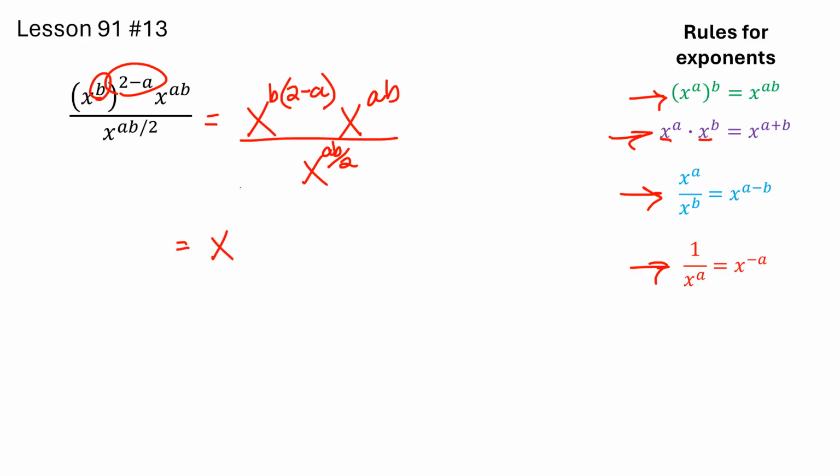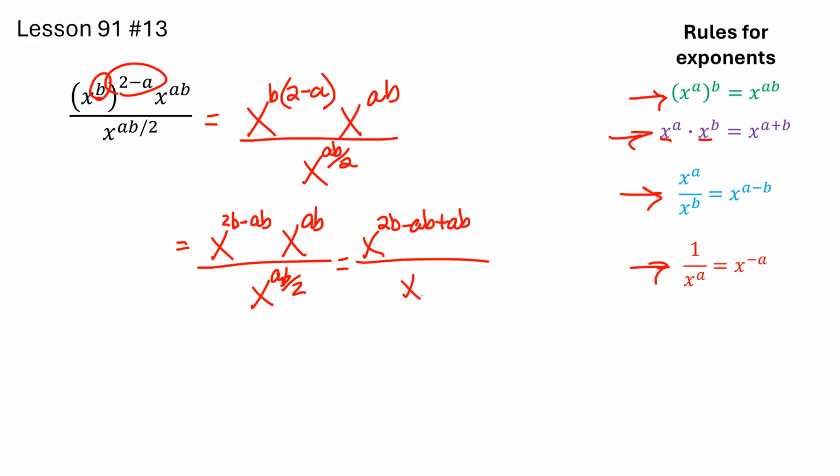So I'm going to distribute that b in the exponent on x to the b times 2 minus a. So that would be b times 2 minus ab. And then I've got x to the ab, and that's all over x to the ab over 2. And now I can add the exponents on the powers in the numerator. So x to the 2b minus ab plus ab, all over x to the ab over 2. And now I'm going to go ahead and cancel those ab's, because negative ab plus positive ab is just 0. And I'm going to subtract the exponents on my like bases that are being divided. So x to the 2b minus ab over 2.